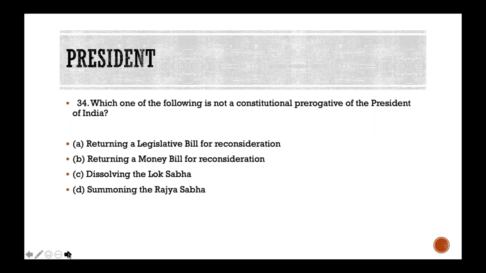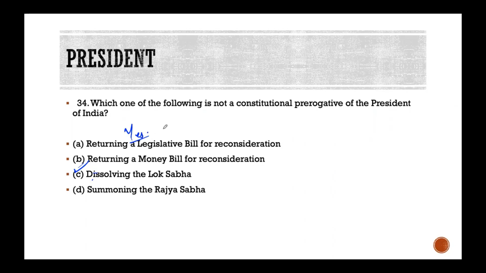Which one of the following is not a constitutional prerogative of the President of India? Returning a legislative bill for reconsideration, returning a money bill for reconsideration, dissolving the Lok Sabha, summoning the Rajya Sabha. Yeah, go ahead. Returning a money bill for reconsideration. Okay, Aishwarya, the answer is right, by the way. But how about we go with elimination? Can you tell me the other options? Can you return any ordinary bill for reconsideration?